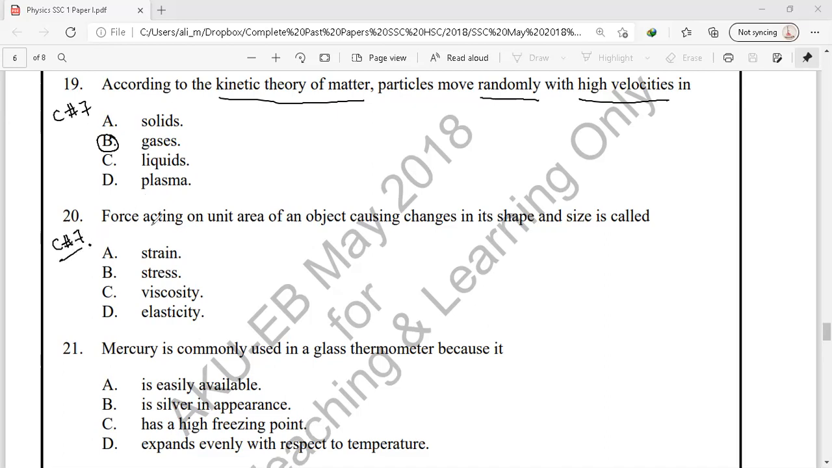Let's come to question number 20, and this question is from our chapter number 7, Physical Properties of Matter. A force acting on a unit area. Now, if we talk about force, it is a deforming force, and this force is acting on a unit area, and this force is a deforming force because we are given the object that is causing change in shape and size. So this force acting on a unit area is known as deforming force.